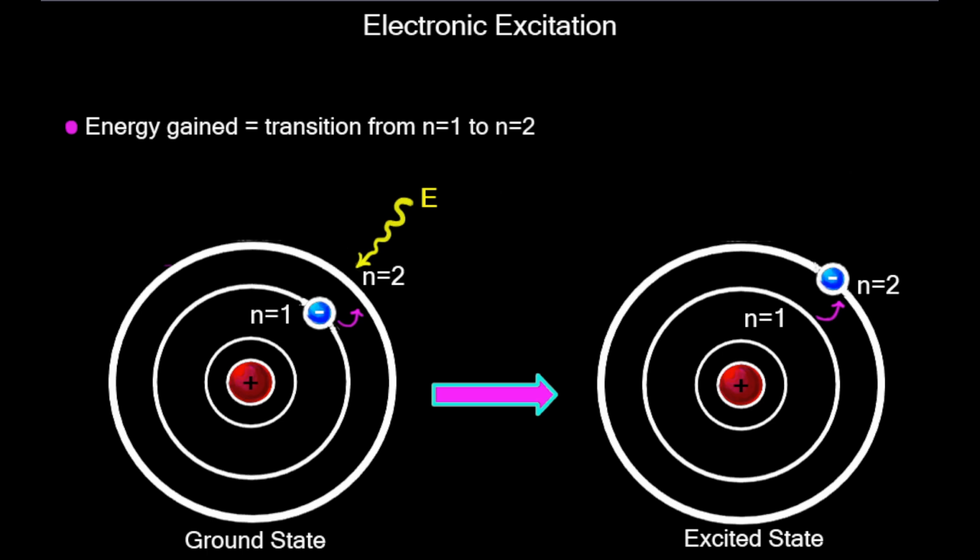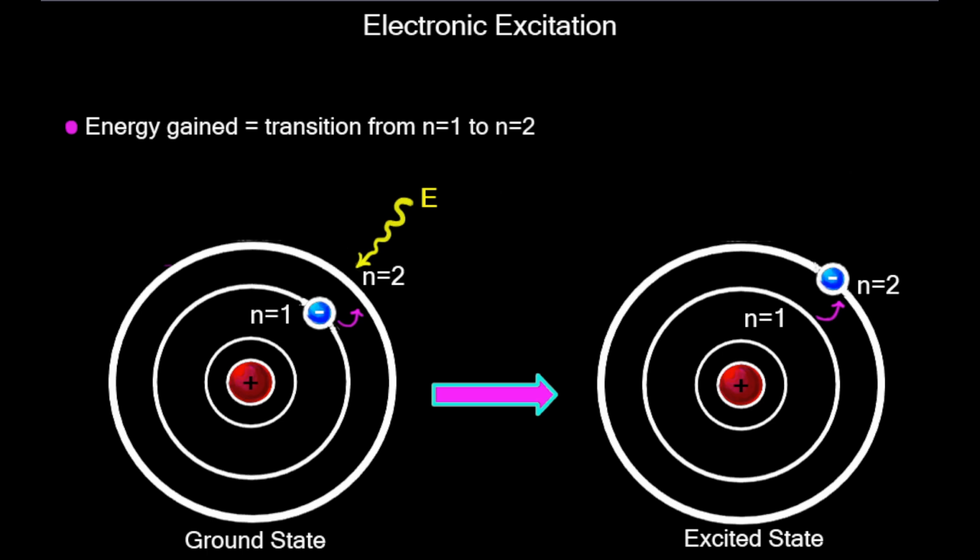When an electron absorbs enough energy, it can move from a lower energy level called the ground state, or n equals 1 in this case, to a higher energy level known as the excited state, or n equals 2 or higher. Here's a key point. The electron must absorb exactly the right amount of energy, not more and not less, to match the energy gap between the two energy levels. This process is called electronic excitation.